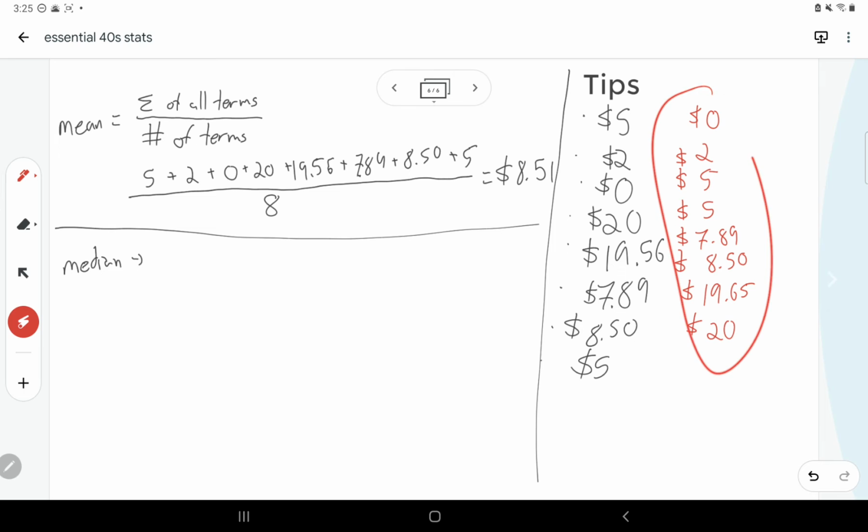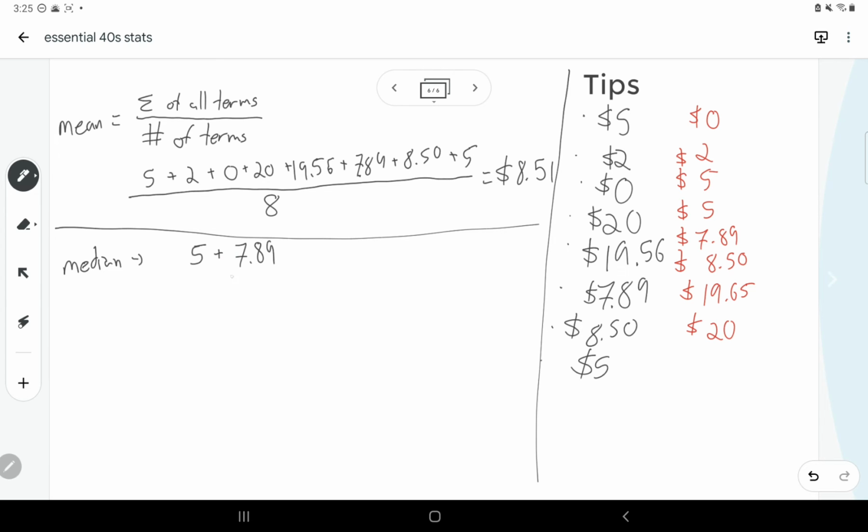So we know that the middle value is going to be right here, numbers 4 and 5. So $5 and $7.89 are our middle values here. Of course, to find the middle value, we have to add these up and divide by 2, just finding the mean of those two numbers. If we add those up and divide by 2, we will get $6.45 as our median.